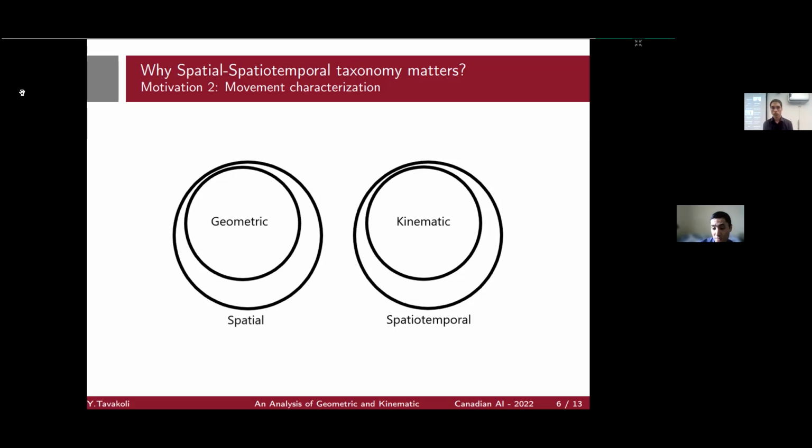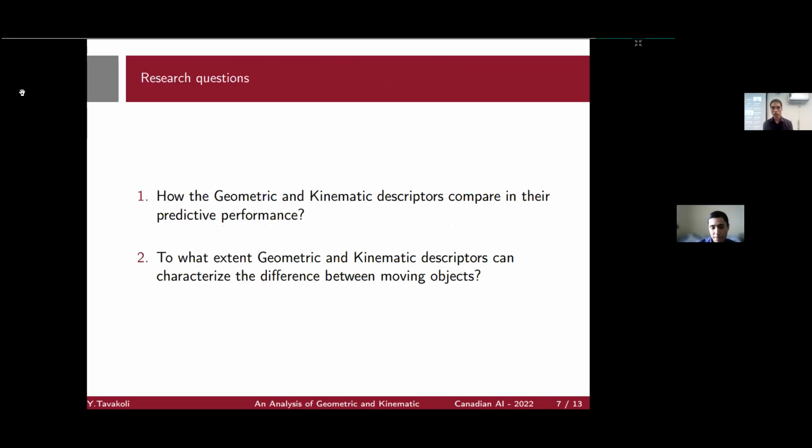Now, inspired by the last two slides, one can formulate two research questions in particular. As a proof of concept, I limited the focus to geometric and kinematic descriptors as well-established subsets of spatial and spatial-temporal descriptors. The questions are, how did geometric and kinematic descriptors compare in their predictive performance? And second, to what extent can they characterize the difference between moving objects?